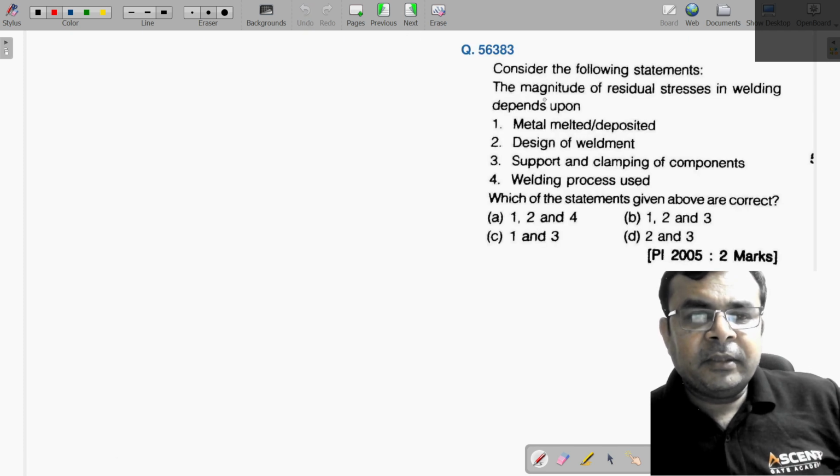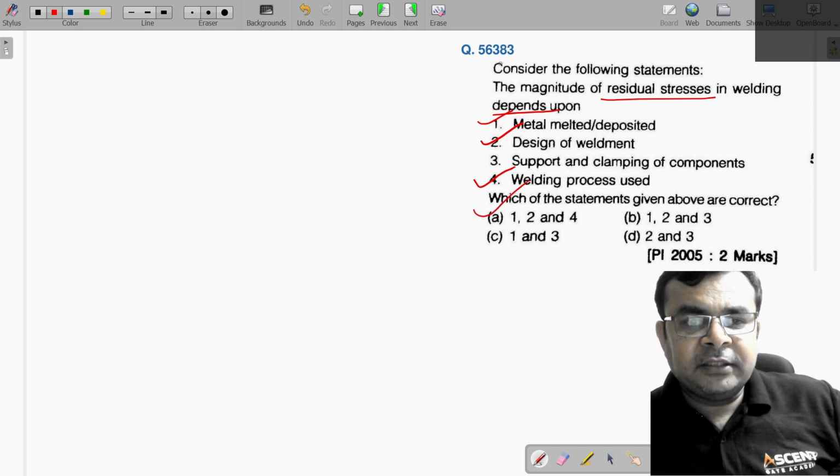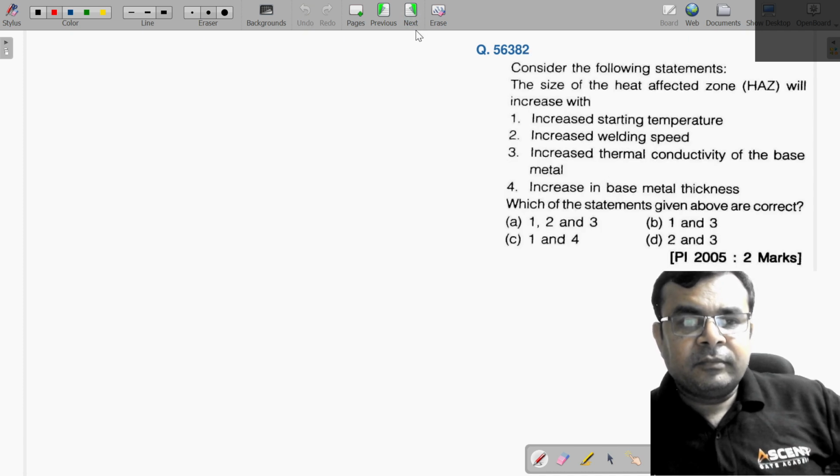Consider the following statements. The magnitude of residual stresses in welding depends upon metal melted and deposited, design of weldment, supports and clamping of components, and welding process. So it depends on welding process, design of weldment, and metal melted. So 1 to 4, option A is the right answer.